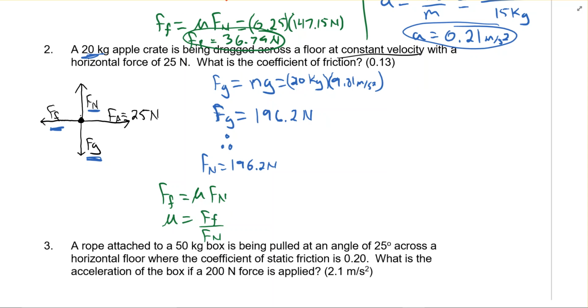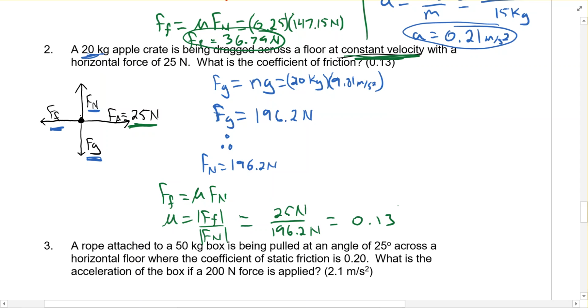And you might be saying, yeah, but Mr. Brown, we don't know what force of friction is. But yeah, we do. The force of friction, because this thing is moving at a constant velocity, is 25 newtons as well, right? Technically these are absolute values, so it doesn't matter that this is a negative force of friction. So mu is just going to be equal to 25 newtons divided by 196.2 newtons. And we get 0.13, and there's no units, right?